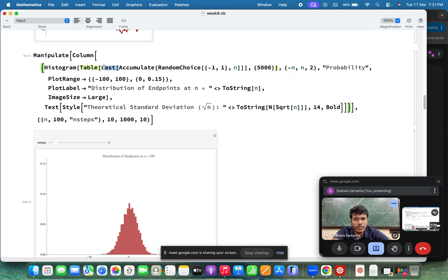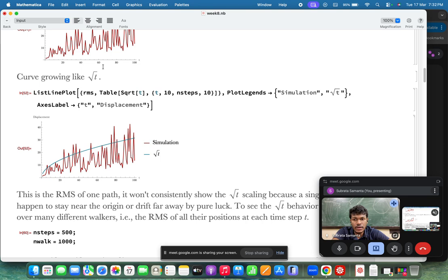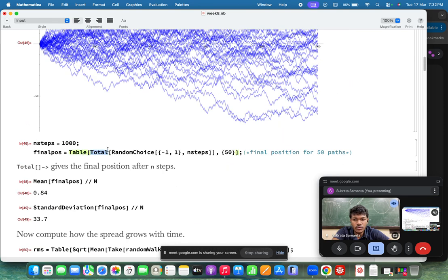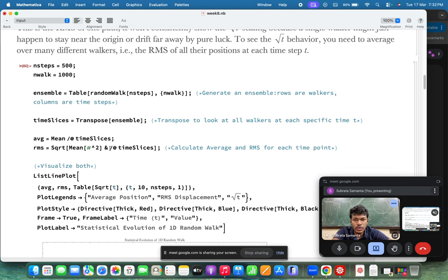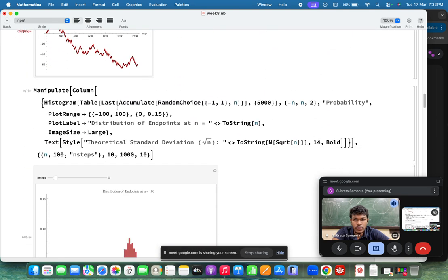So previously I calculated using this total, but you can also do it this way. First we calculate the accumulate, and then we just extract the last one. That is the total up to that point, because accumulate is basically summing all the previous ones. That's why the last part gives you the number that is the sum of all the numbers in the list.